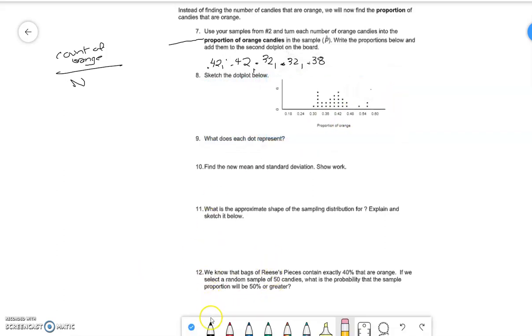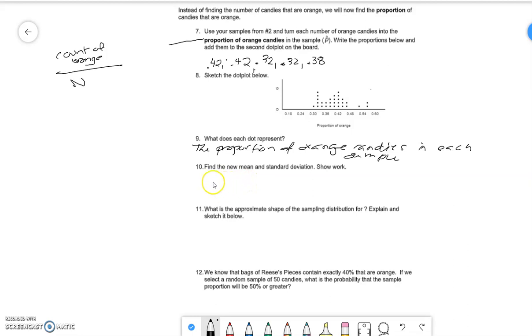So, what does each dot represent? Well, this time, instead of the number of orange candies, it's the proportion of orange candies in each sample.